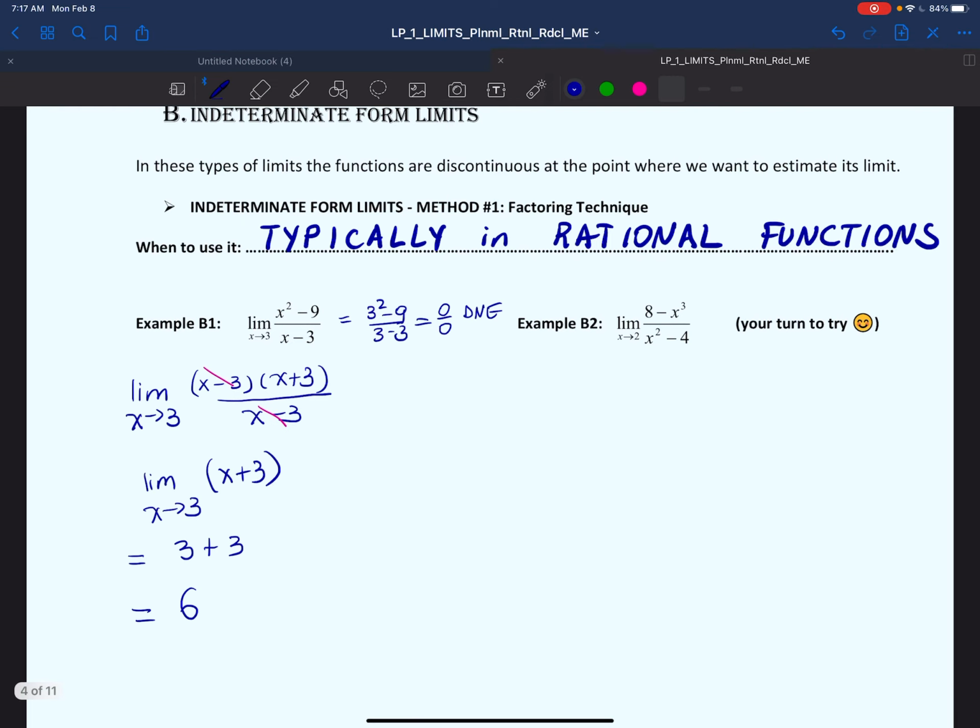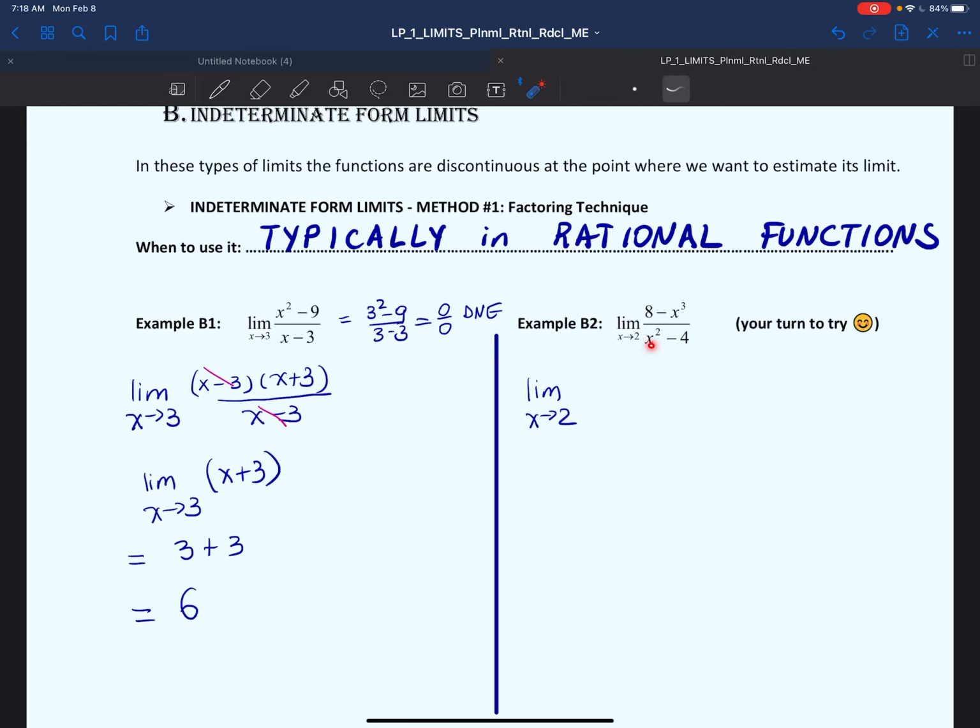Next example is your turn to try, but I'm going to do it in here with you. But if you wish, you can stop the video and try to do this on your own. It's more fun that way. So the limit as x approaches 2, again, never forget, try to estimate the value of the limit by direct substitution always. So that would be 8 minus 2 to the power 3. So 8 minus 8, 0. So that's okay. Numerator can be 0.